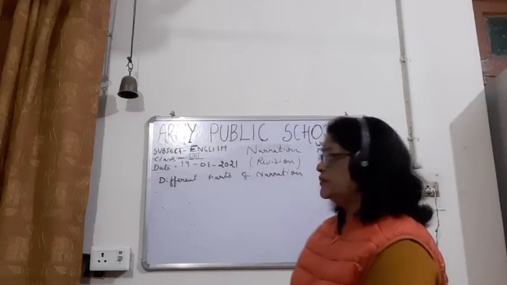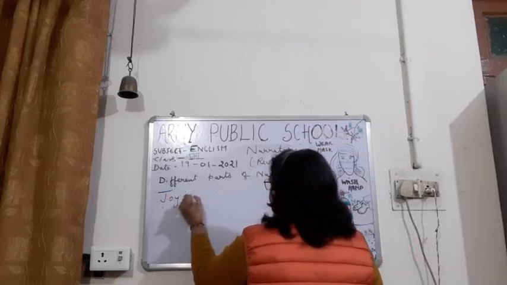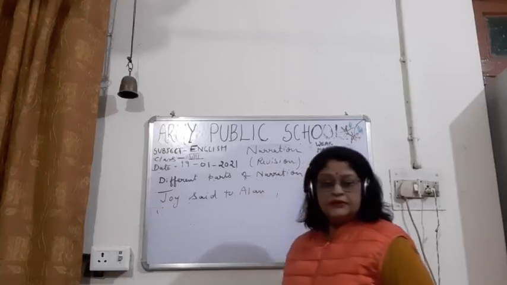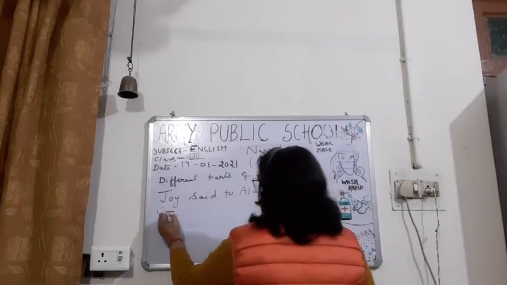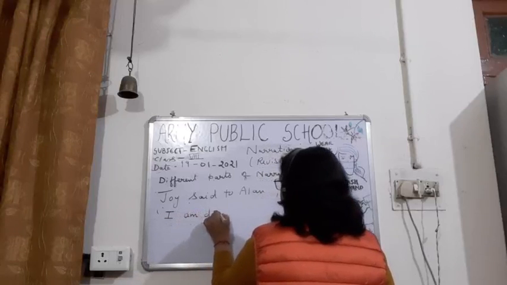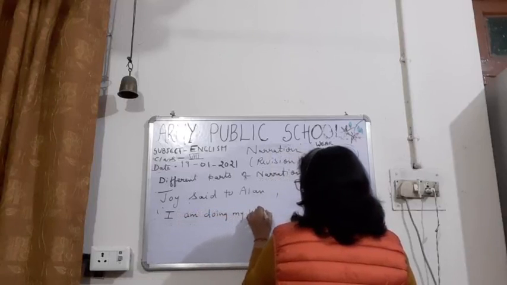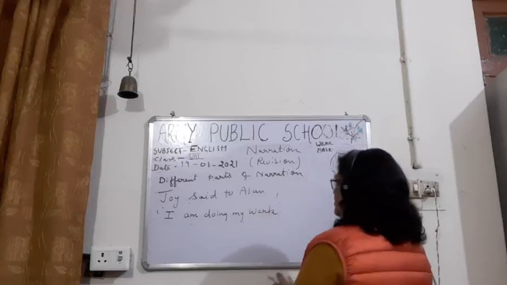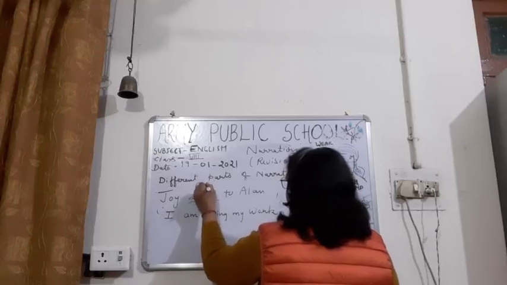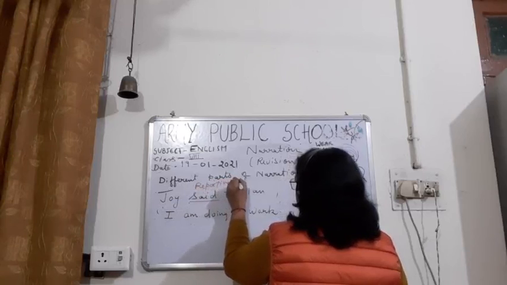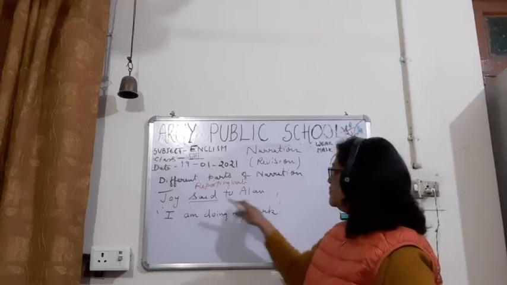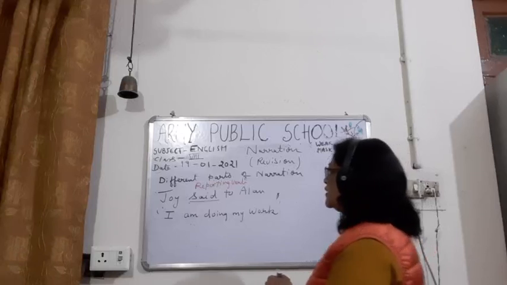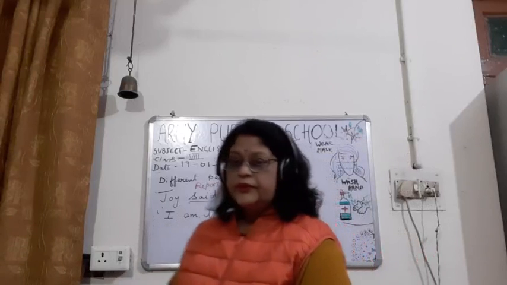Again, the same sentence I am writing. Joy said to Ellen, what he said? I am doing my work. So this is the reporting verb. And this is the reporting part, which is outside the inverted comma, before the central comma. Now children, I am talking about a reporting part.